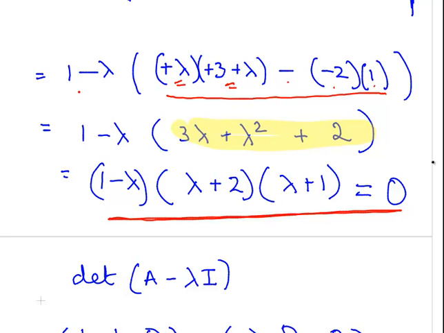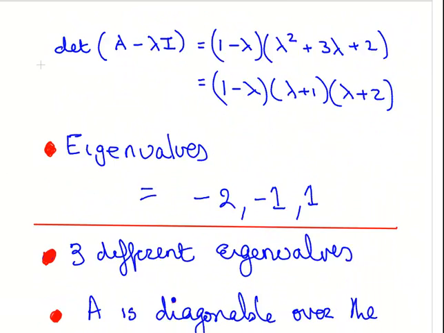So now we are able to determine the 3 eigenvalues. So there they are. 1 minus lambda will give us 1. Lambda plus 1 will give us minus 1. And lambda plus 2 will give us minus 2. I'm actually going to very deliberately put them in ascending order from the bottom. So minus 2, minus 1, and 1. The reason for that is because the ordering does matter for calculations that happen later on. So the ordering is very, very important.